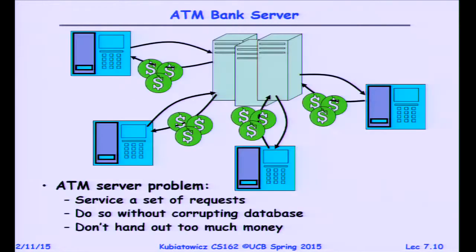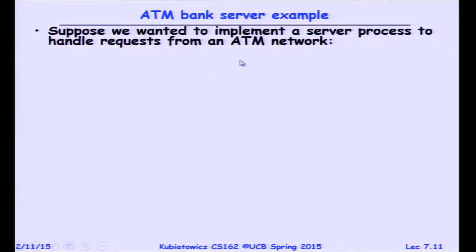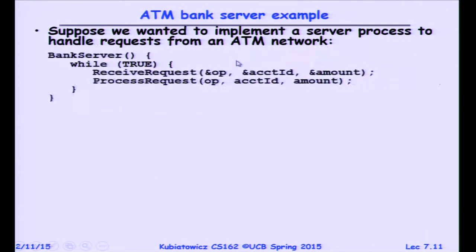So, all right, here's another version of this I'd like to talk about. Here's the ATM issue. So you've got the bank server here, and every ATM needs to access the same set of bank accounts. And so the question is, how can we do this without corrupting the database? Simple, right?